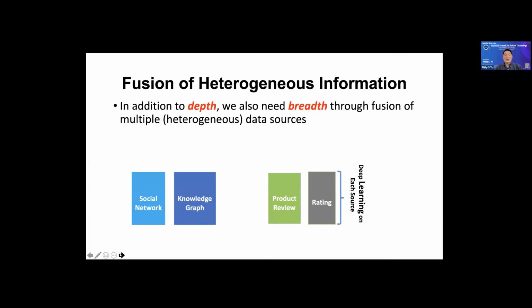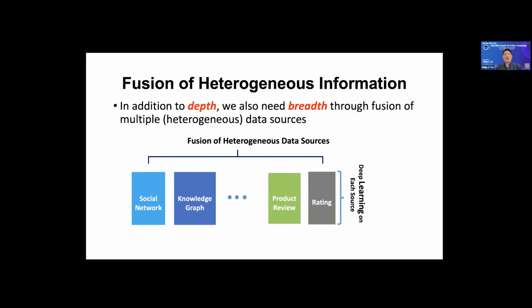But there are also many different types of information we may be able to leverage. For example, a user not necessarily just provides a rating. He may provide a product review, which gives more detailed information on what he likes and what he does not like. And then there may be a knowledge graph describing the relationship between the items. For example, if we are talking about movies, then different movies may be related because they have the same actor or the same director. And then if we have social network information, we know who the friends of this person are. Then we may also get ideas from what his friends like.